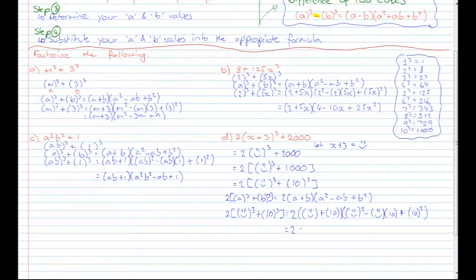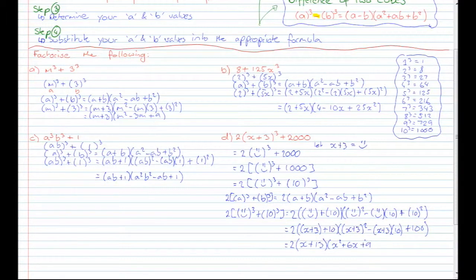Instead of writing smiley face, what we're going to do is we're going to sub back in x plus 3, so you're going to get x plus 3 plus 10, x plus 3 squared, minus x plus 3 times 10 plus 10 squared is 100. Going through and expanding brackets and simplifying now, we get 2 bracket x plus 3 plus 10 is going to be x plus 13. X plus 3 squared, well that's going to be x squared plus 6x plus 9.